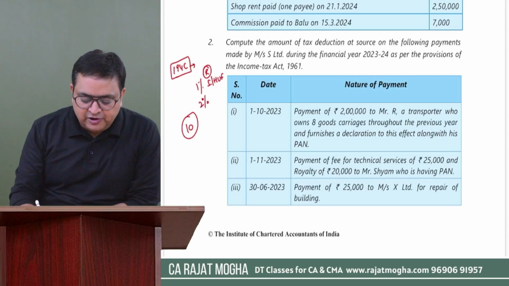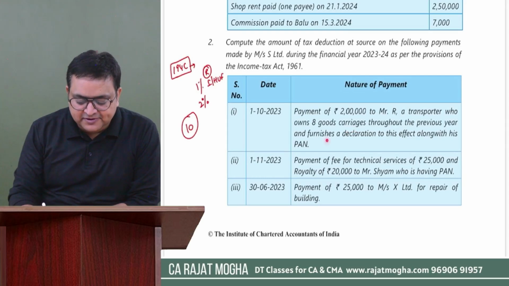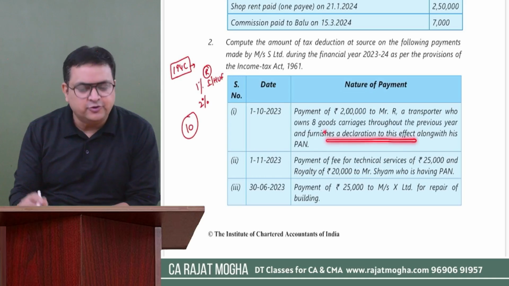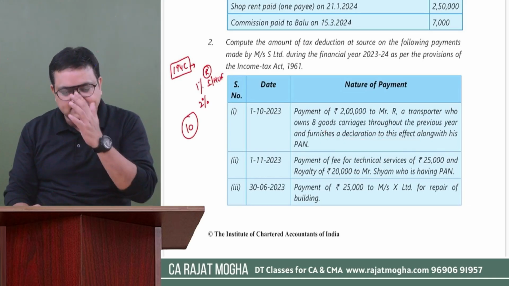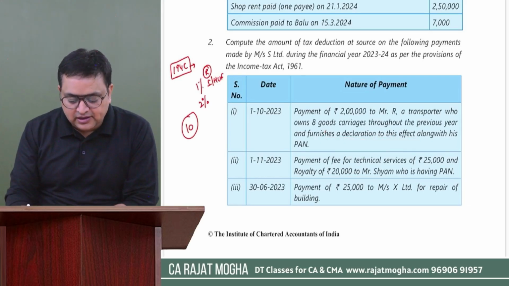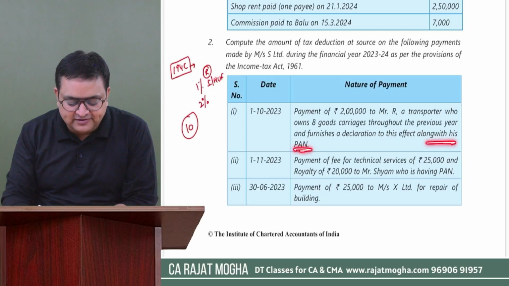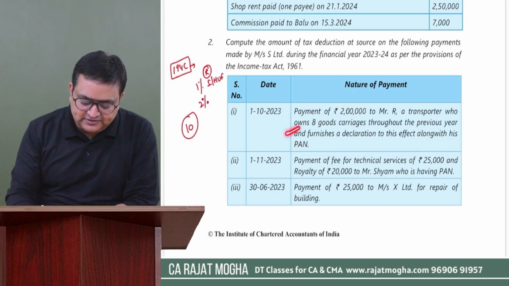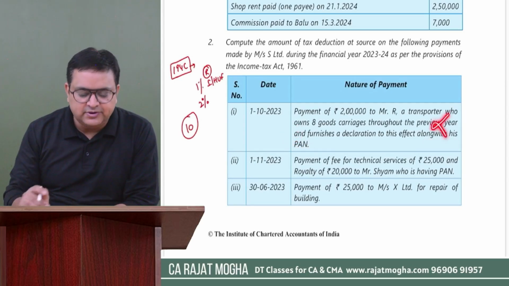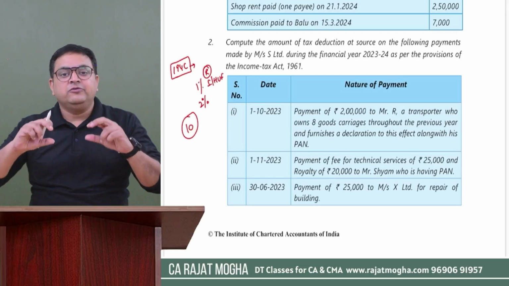So now we will not be deducting TDS. Why? Because this person is furnishing a declaration that I do not have more than 10 goods vehicles. He has just 8. And also it is important that he should furnish his PAN number, right? So both these conditions are satisfied. So we are not going to deduct TDS, right? So how will you present your answer?